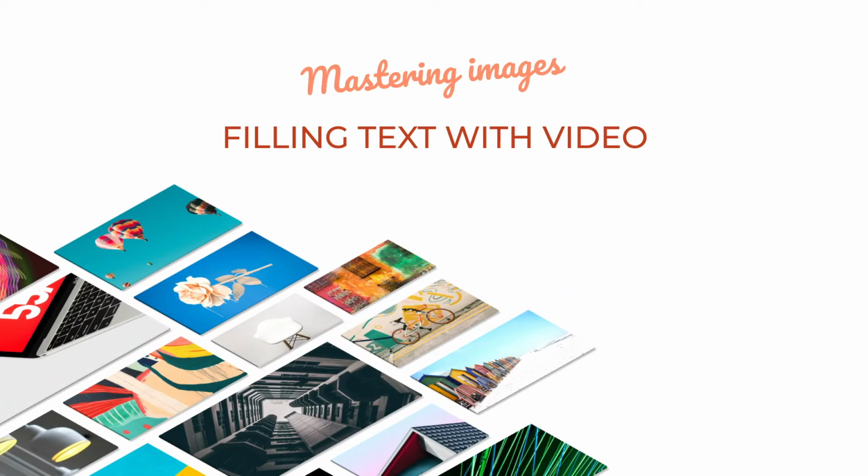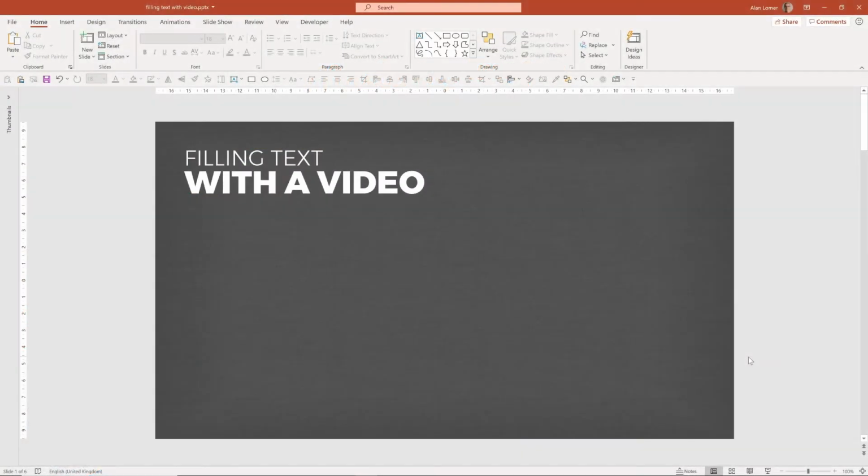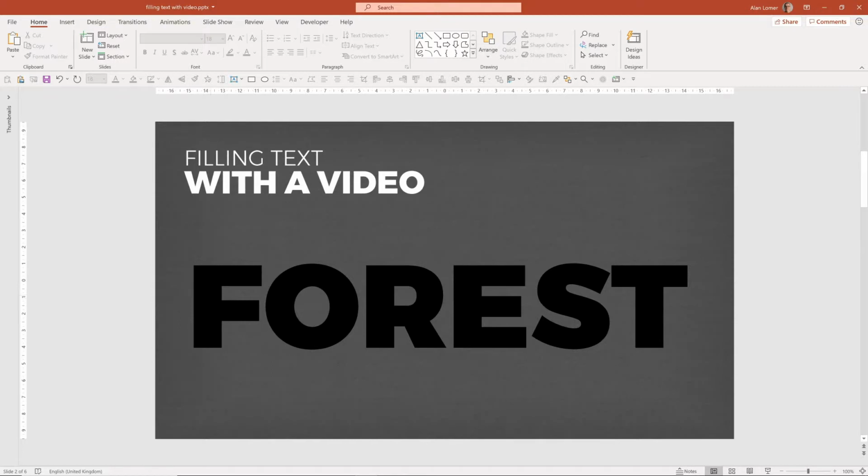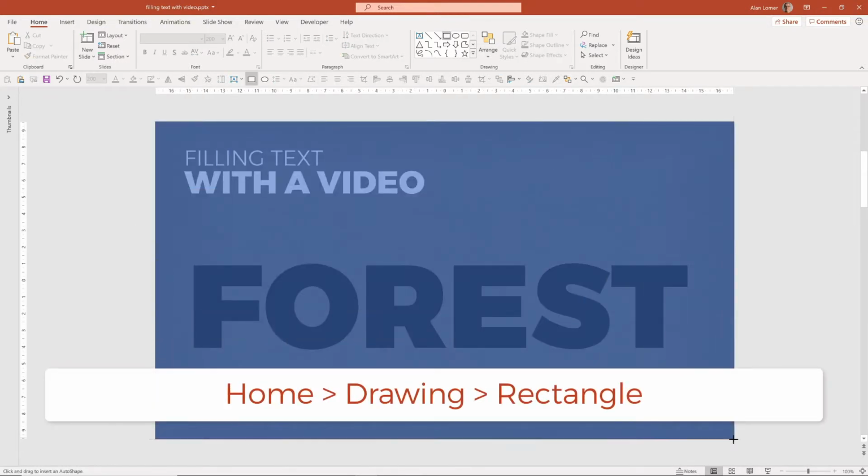In this example, I can show you how to fill text with a video. So the best thing to do here is to start with a big bold piece of text such as this. Then draw in a shape that covers the whole screen.